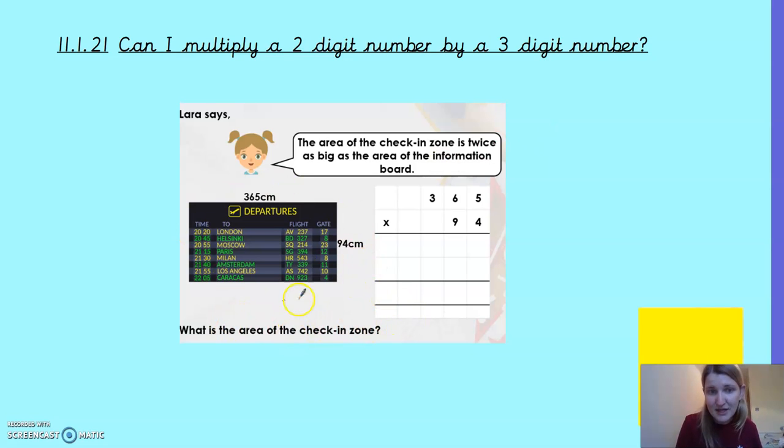Well, firstly, I'm going to need to know what the area of the information board is. And then the clue there is that the check-in zone is twice as big. Sorry, I meant to highlight that. While I'm doing this, think about what that might mean you need to do. So 4 times 5, 20, carry my 2. 4 times 6 is going to be 24, plus the 2 is 26. Carry my extra 2. 4 times 3 is 12, plus the 2 is going to be 14.